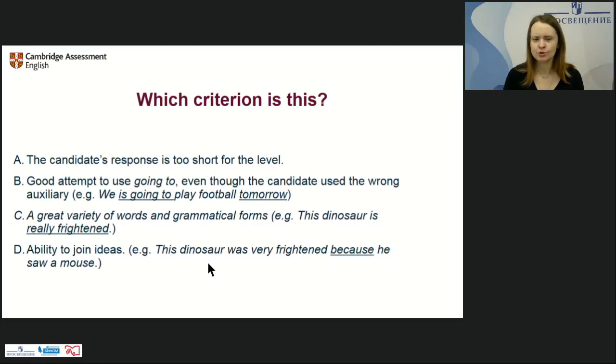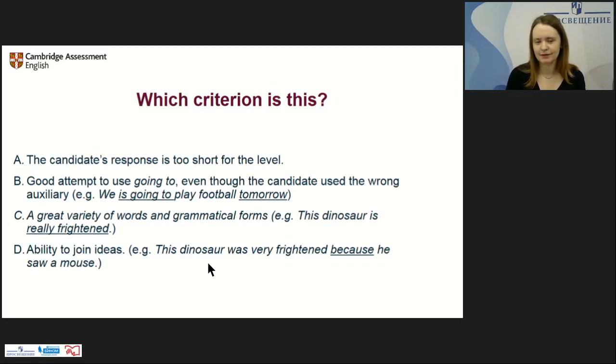What could that be? Too short for the level. So you're not expecting vocabulary and grammar, interaction. Okay, and could you please be more particular? So would that be range or would that be extent, vocabulary extent? Okay. What about B?